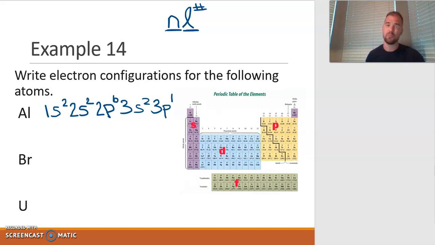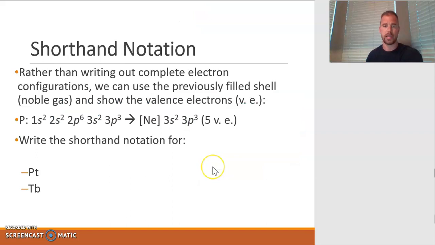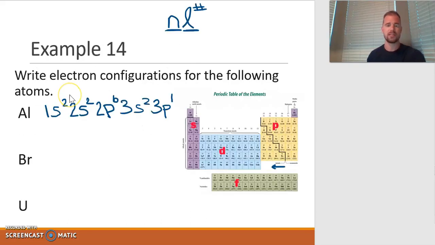Now, aluminum wasn't too bad to write, but you can imagine if we have to start writing elements that are really far down, that's going to be a lot. So there's a trick. We can use shorthand notation. Shorthand notation is allowing us to write, obviously, shorter notations rather than writing out complete electron configurations. What we do is we look at the noble gas that was right before the element that we're going to, and we reference that. So, if I were to go back to this example, aluminum was right here.